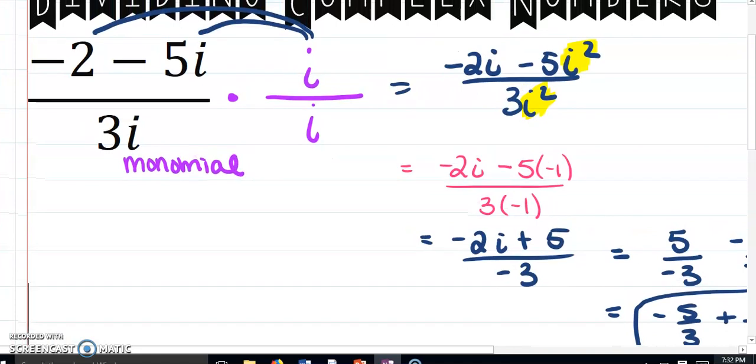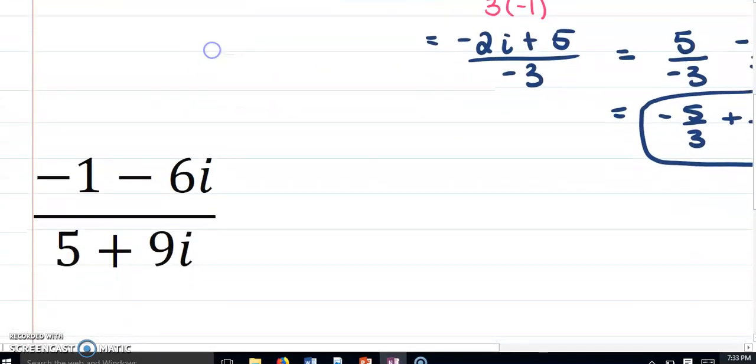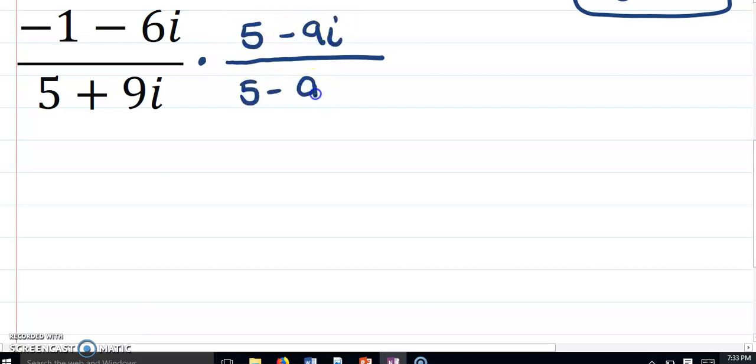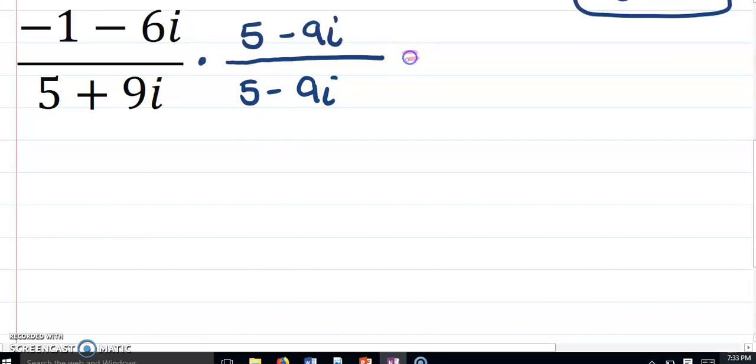So the reason that we only had to multiply by i here was because the denominator was a monomial. The next type of dividing we're going to do is with a binomial in the denominator. So when there's a binomial in the denominator, we have to multiply by 5 minus 9i, which is what we call the conjugate. So you always choose the conjugate of the denominator. If the denominator is 5 plus 9i, we'll multiply by 5 minus 9i. And if we do that in the bottom, then we also have to do it in the top.